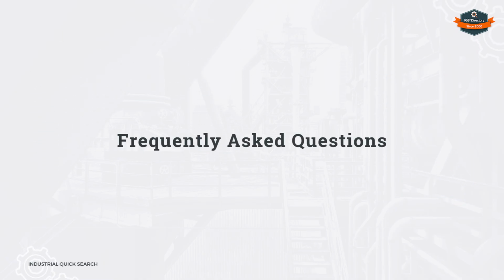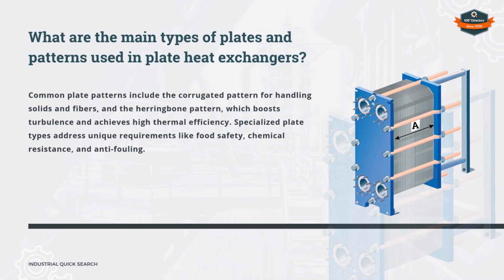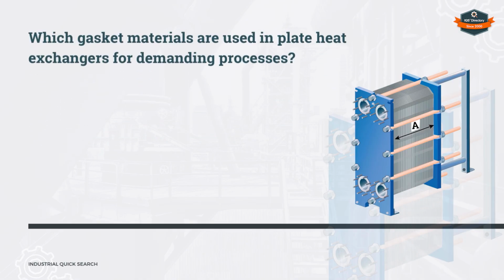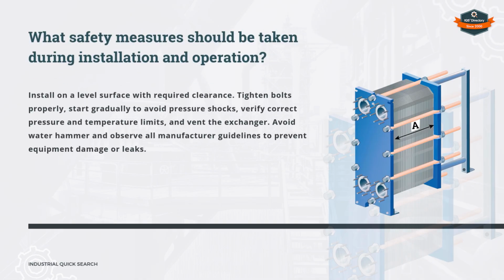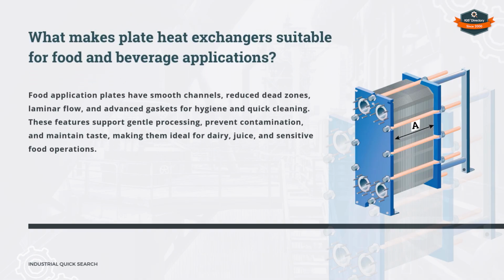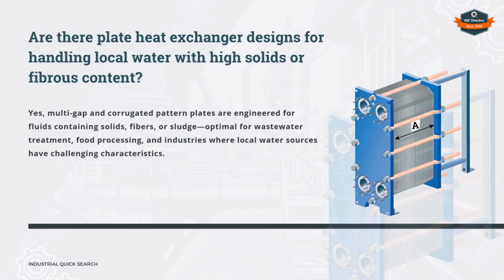Frequently asked questions. How does a plate heat exchanger work to transfer heat efficiently? What are the main types of plates and patterns used in plate heat exchangers? Which gasket materials are used in plate heat exchangers for demanding processes? What safety measures should be taken during installation and operation? What makes plate heat exchangers suitable for food and beverage applications? Are there plate heat exchanger designs for handling local water with high solids or fibrous content?